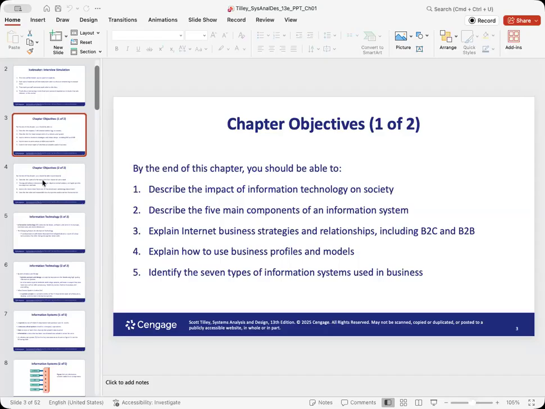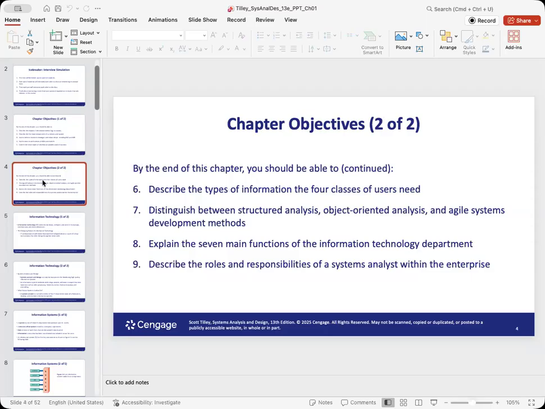Okay. And then the other objectives are to describe the types of information the 4 classes of users need. There are classes of users, and you have to know the types of information that they need, and also be able to distinguish between structured analysis, OOA, that's object-oriented analysis, and agile systems development methods, and explain the 7 main functions of the IT department. And the last one is to describe the roles and responsibilities of a systems analyst within the enterprise.